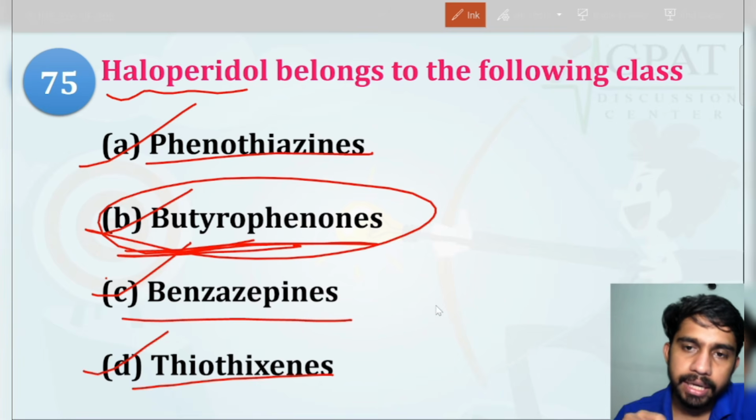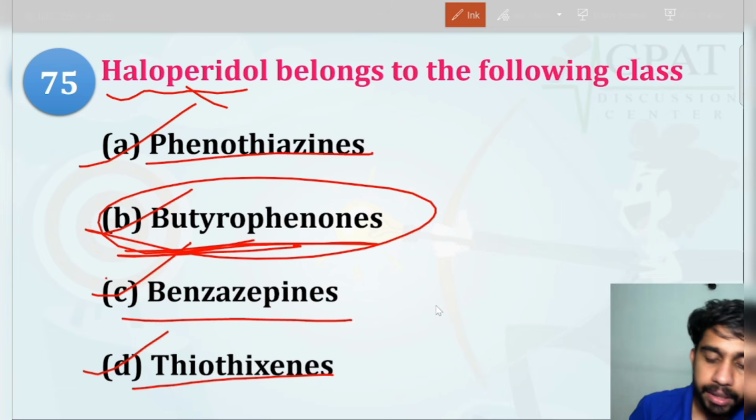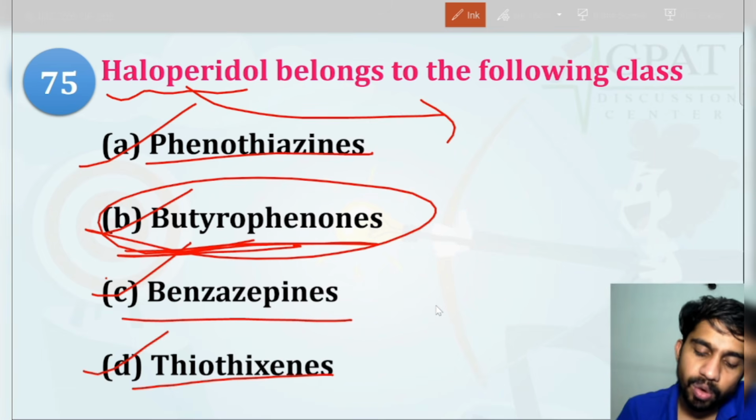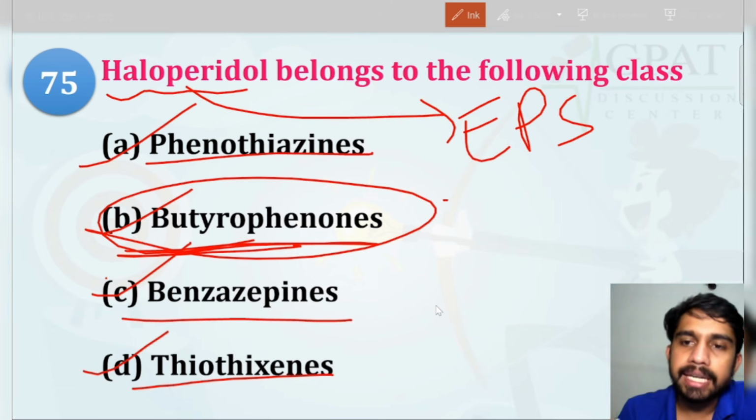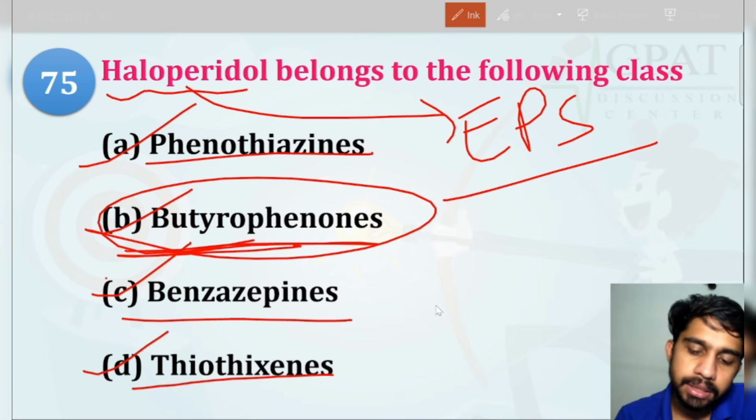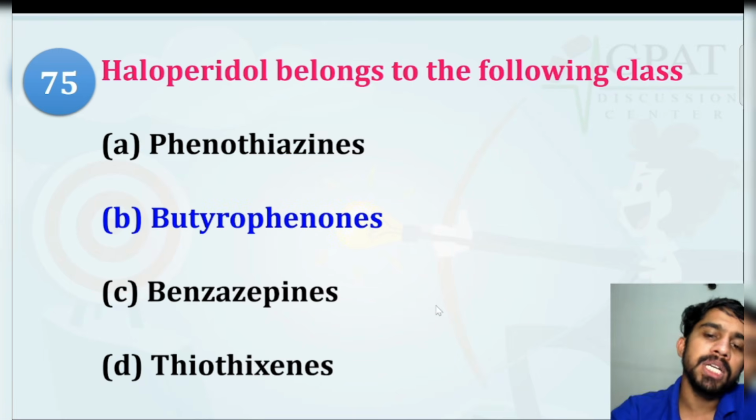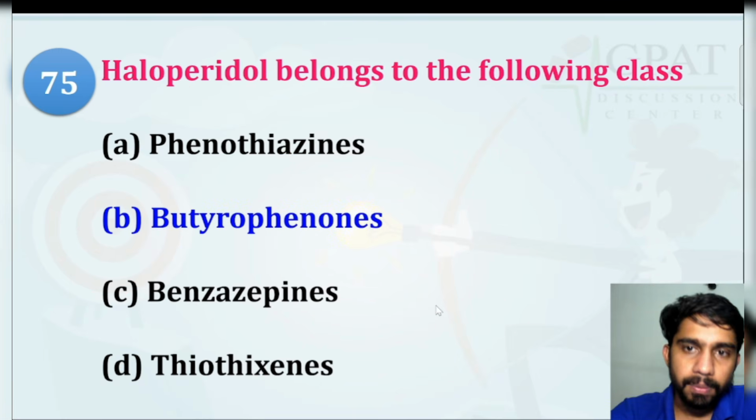Simple. But remember, there is one side effect of haloperidol also. It generates EPS, that is extrapyramidal symptoms. So the correct answer for this question is option B. Haloperidol belongs to which class? It belongs to butyrophenones.